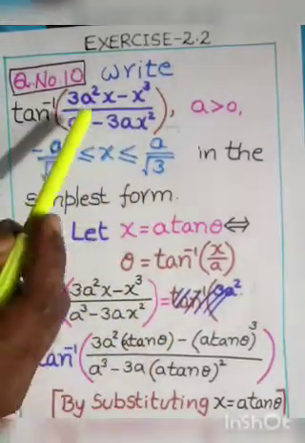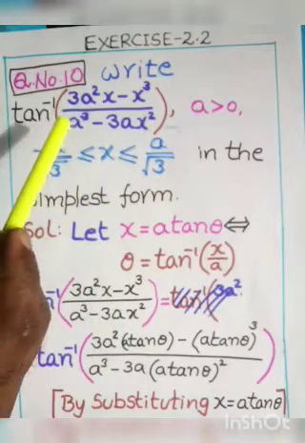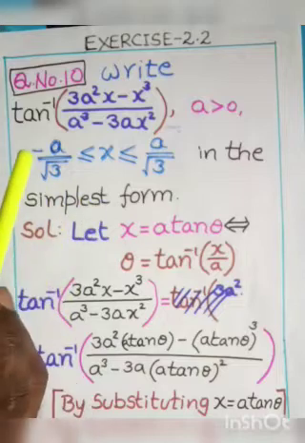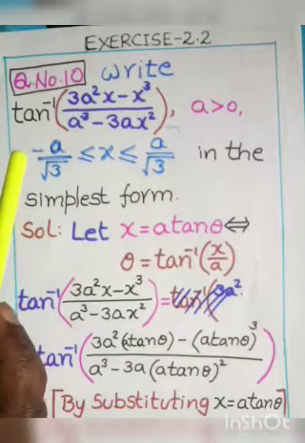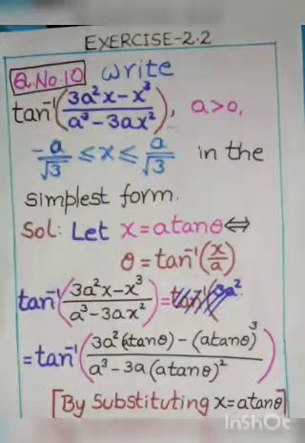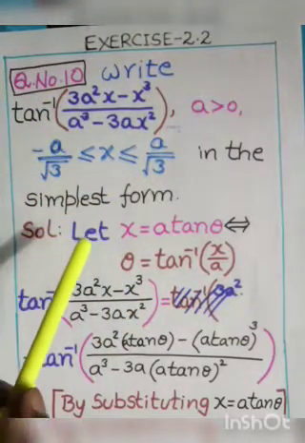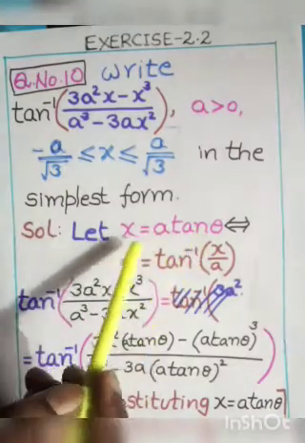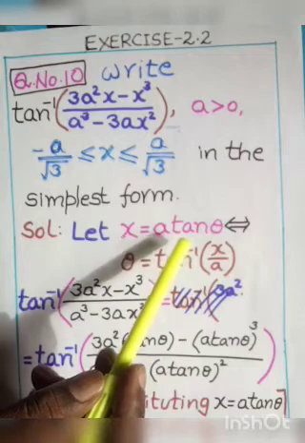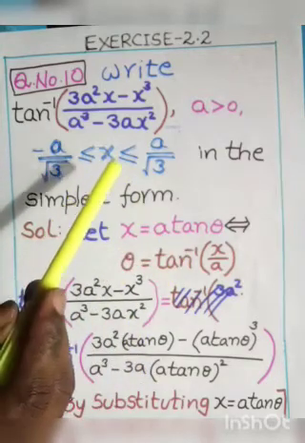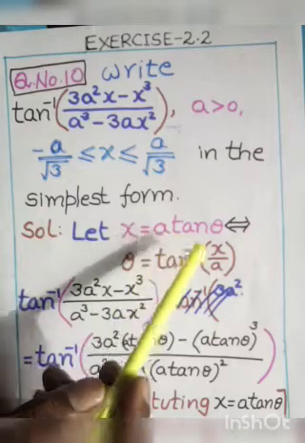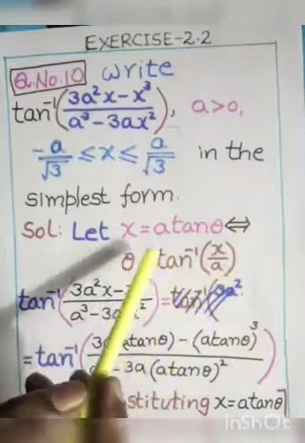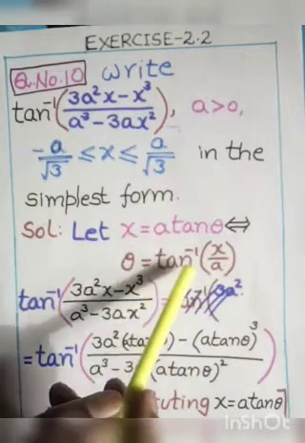To write this inverse trigonometric function in the simplest form, we use the substitution technique. That means we have to substitute a trigonometric function so that we get a trigonometric identity. So here we choose x is equal to a tan theta. This is a suitable trigonometric function to get a trigonometric identity. That is why we are taking the x value like this. This implies theta is equal to tan inverse of x by a. From this equation we get the theta value.